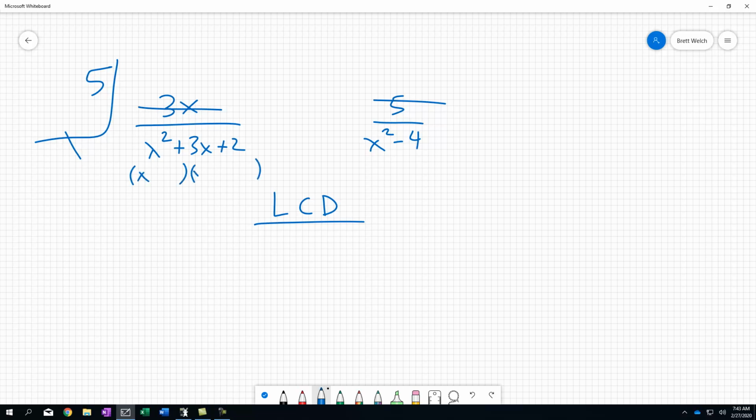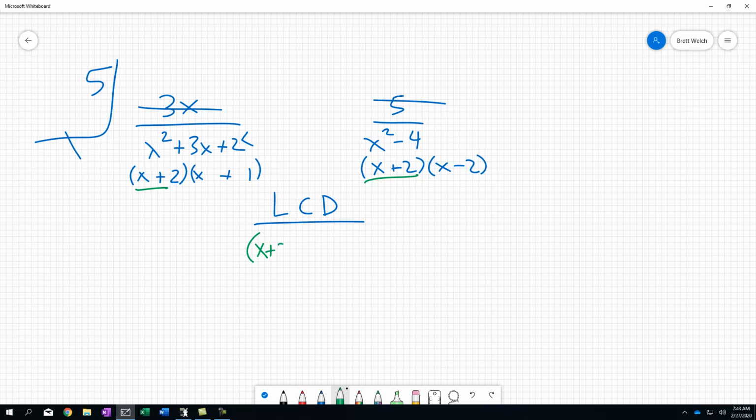So we're going to factor x squared plus 3x plus 2. It becomes x plus 2 and x plus 1. Everything's pluses, so these are going to be easy to factor. Over here, we've got an x plus 2 and an x minus 2, a difference of squares factor. When we combine them to make the LCD, the only thing we have to remember is that if something shows up in both of them, it only needs to show up once.